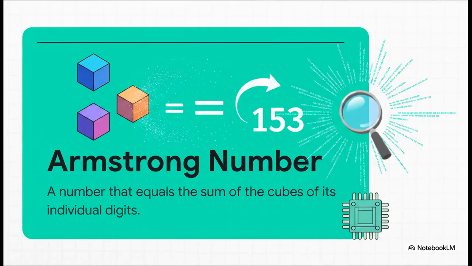But let's zoom in on that 4th problem for a second. An Armstrong number is defined as a number that equals the sum of the cubes of its individual digits. Now, to solve this algorithmically, we absolutely don't need to invent some massive new framework. We just grab our trusty digit extraction loop, and instead of just counting the digits we pull out, we simply cube each one and add them all together.